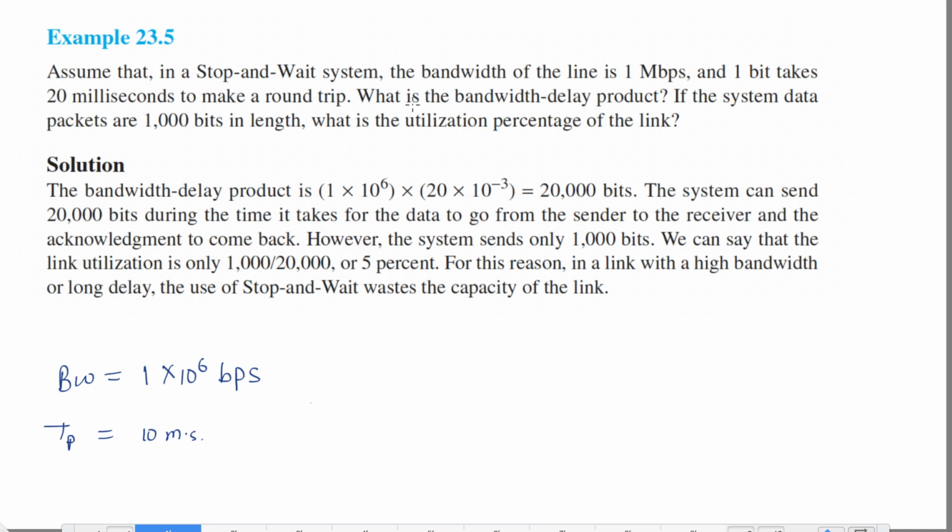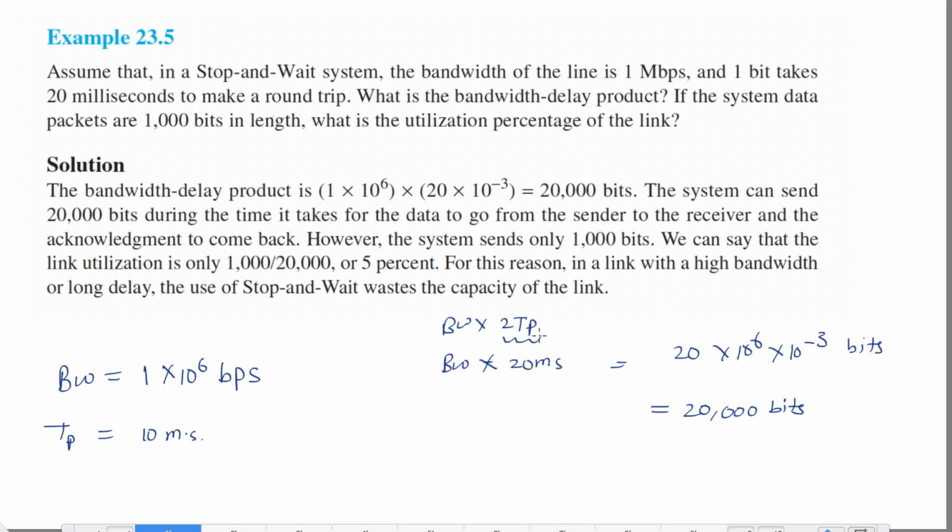So bandwidth delay product means bandwidth into round trip time. Bandwidth is 1 Mbps and round trip time will be 20 milliseconds. So let me multiply both. It will be 20 into 10 to the power 6 bps, right? Since it is milliseconds, let me convert this also to seconds. Now the second and second will cancel out, it will be bits only, which means 20,000 bits. This is called bandwidth delay product into 2TP. So 2TP here is round trip time.